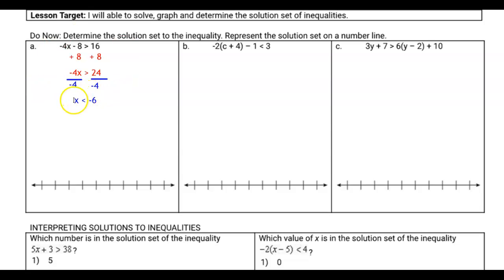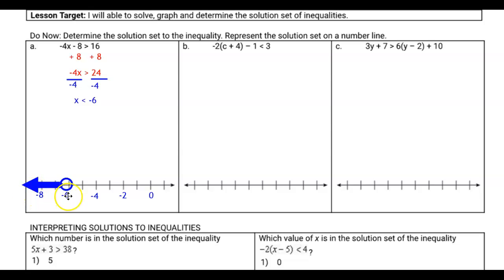The graph of x is less than -6 is as follows. You can see I put an open circle at -6 because there's no equal sign underneath here. It's just less than, not less than or equal to, so it's not inclusive of -6. It doesn't include -6 in the solution set. So it can be any number that's below -6: -7, -8, and so on.